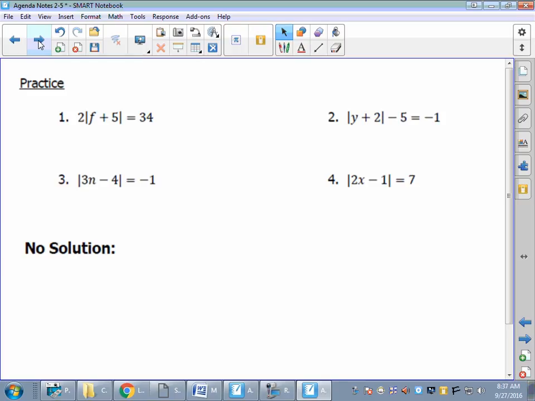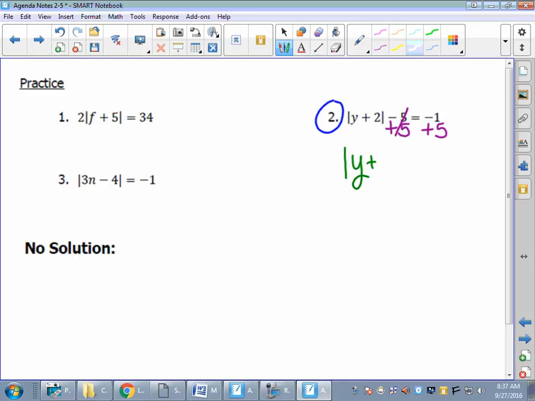Let's do practice problem number 2. I've got the absolute value of y plus 2, minus 5 equals negative 1. Well, the first thing you should ask yourself: do we need to isolate the absolute value sign, or is it already by itself? Hopefully you're telling me there's a minus 5 on the same side of the equal sign, so we need to get rid of that minus 5. We all know the inverse for subtracting 5 is adding 5. So now I'm left with the absolute value of y plus 2 equals negative 1 plus 5, which is 4.